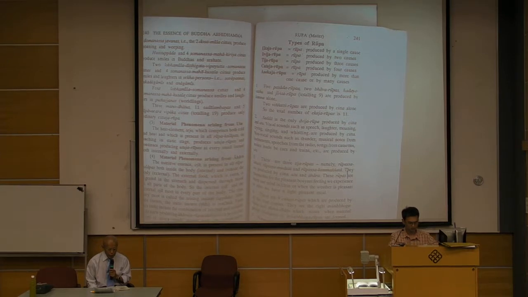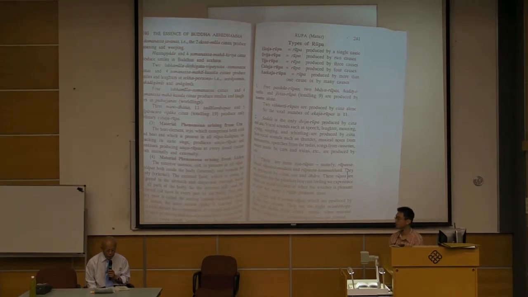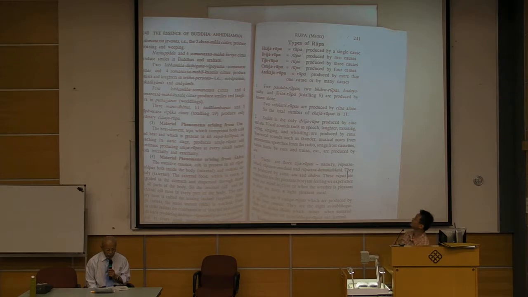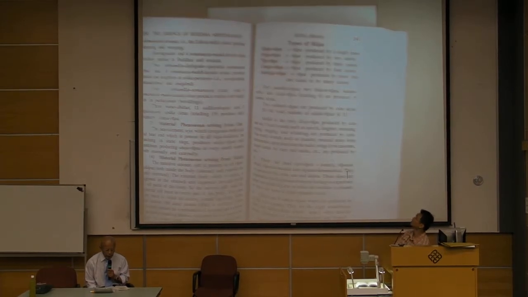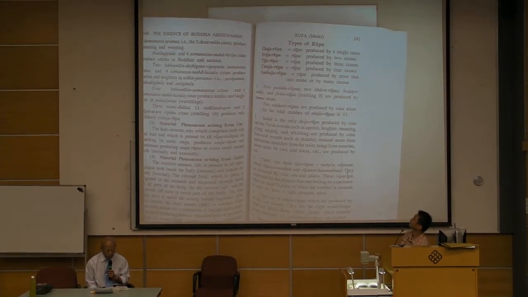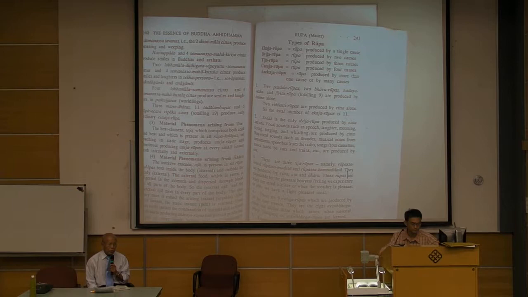Dvija, dvi means two. So dvija rupa means materiality produced by two causes. Tija, ti means three. Tija rupa, materiality produced by three causes. Chatuja rupa, chatu means four. So materiality produced by four causes. And anekaja rupa means materiality produced by more than one cause or by many causes.